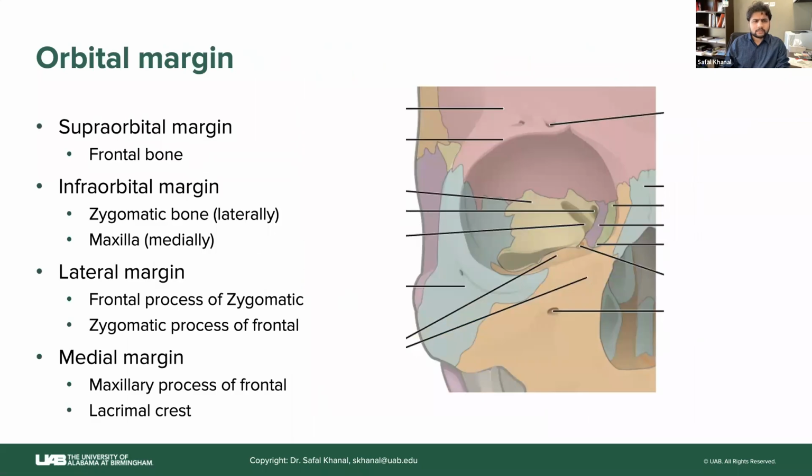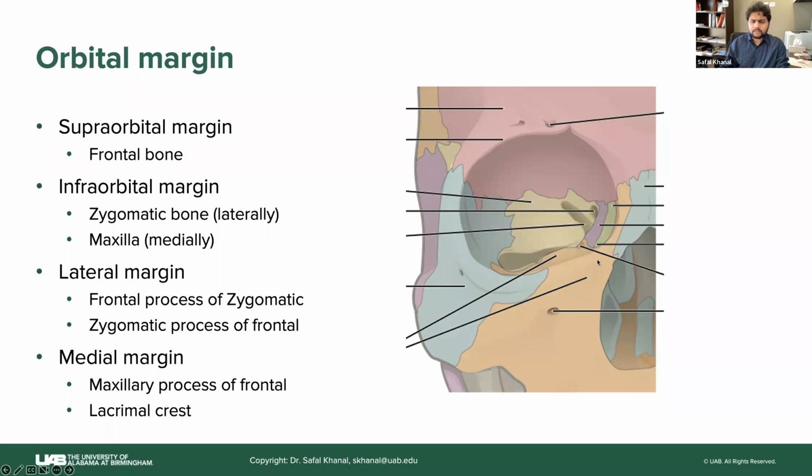Now let's look at the margins of the orbit. The supraorbital margin is basically formed by the frontal bone. The infraorbital margin has 2 bones, a zygomatic bone on the lateral side, a maxillary bone on the medial side. The lateral margin consists of the frontal process of the zygomatic bone. The process is actually part of the bone that connects to the other bone. So this part of the zygomatic bone connects to the frontal bone, and is called the frontal process of the zygomatic bone. And this part is called the zygomatic process of the frontal bone. So the lateral margin is formed by these 2 parts.